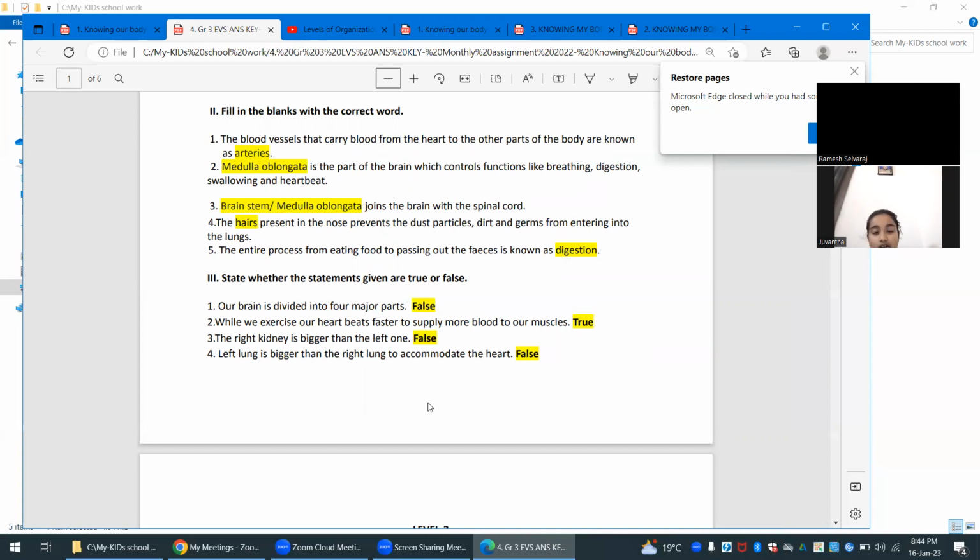Okay. Left lung is bigger than the right lung. Is it true? False. Left lung is smaller. Left lung is smaller than right lung. Is it true or false? No, I'm asking, left lung is smaller than right lung. Is it true or false? True. Yeah.